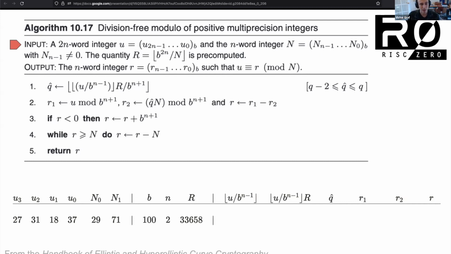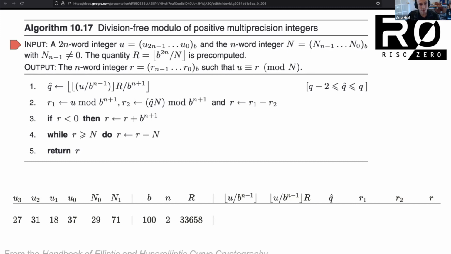Our n is 2, since what we want is the word size we want to work with, two word integers at the end of the reduction. Our R value is the result of this formula above.